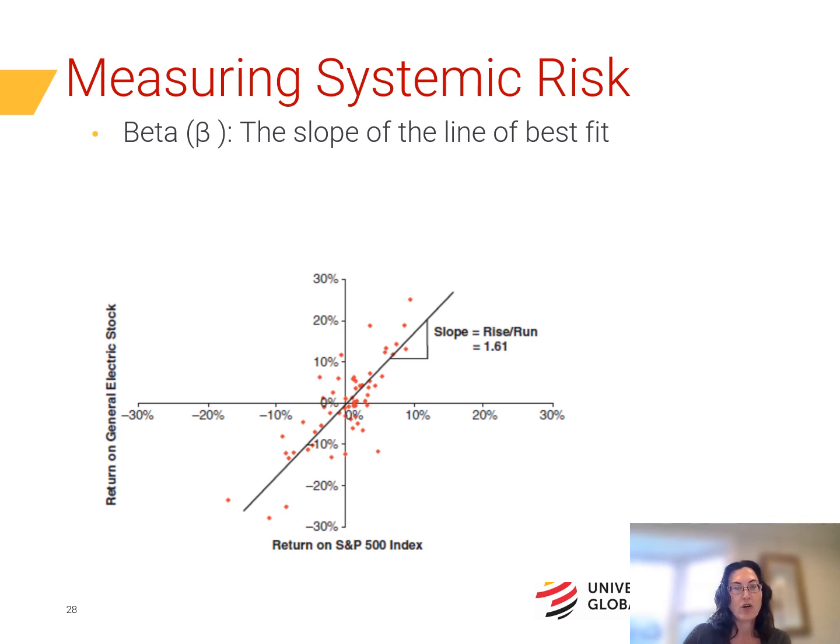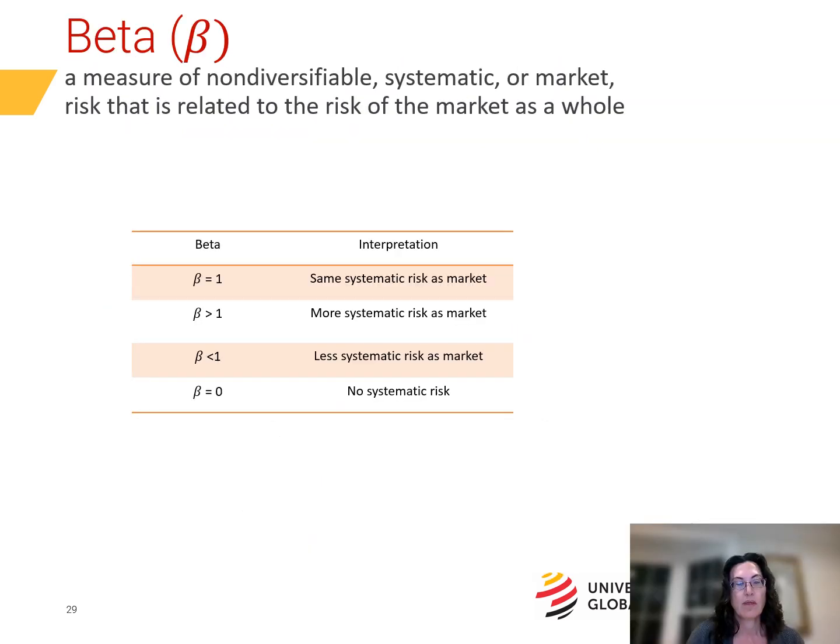The slope of that line is called beta. In our example, beta was 1.61. This tells us that the volatility of the returns on the GE stock is 1.61 times as large as that for the overall S&P 500. We can apply the concept of beta not only to an individual stock, but also to a portfolio of stocks. The beta coefficient of a portfolio of stocks is the weighted average of the individual stock betas. Thus, because a stock's beta measures its contribution to the riskiness of a portfolio, beta is a theoretically correct measure of the stock's riskiness.